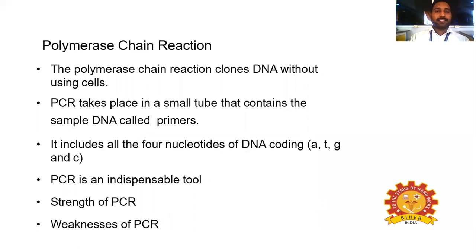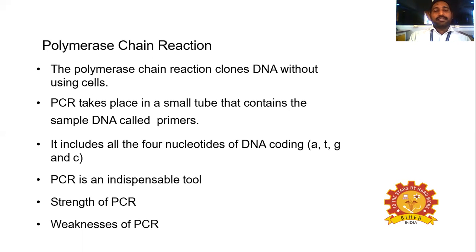So this is another important method, the polymerase chain reaction. The polymerase chain reaction clones DNA without using cells. If you compare the cloning method and the polymerase chain reaction, the cloning method needs alive cells to generate a lot of copies, whereas the polymerase chain reaction doesn't need any alive organisms to multiply the gene products.